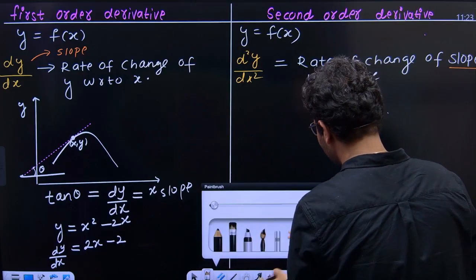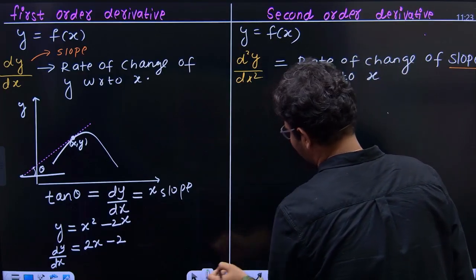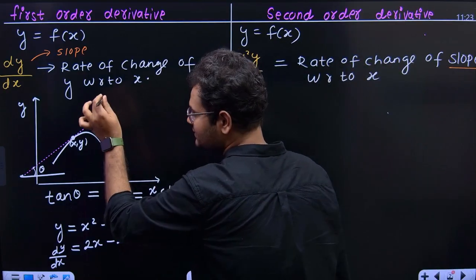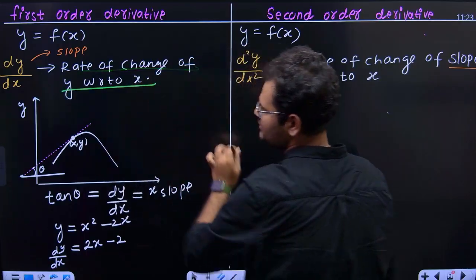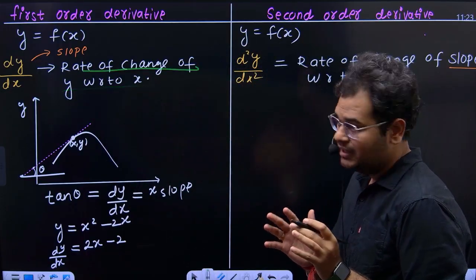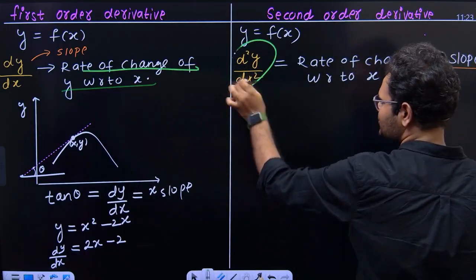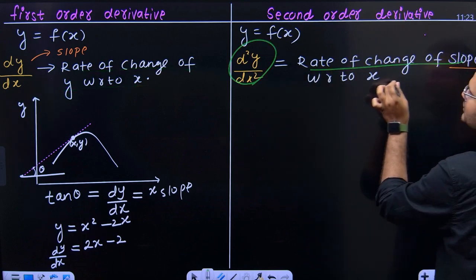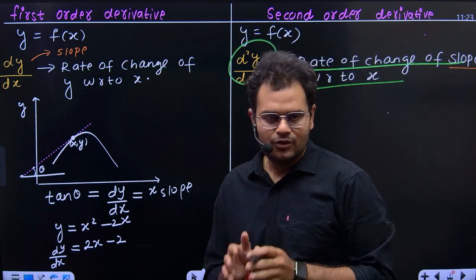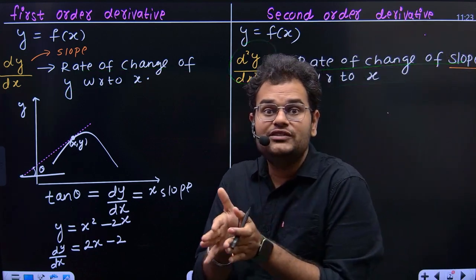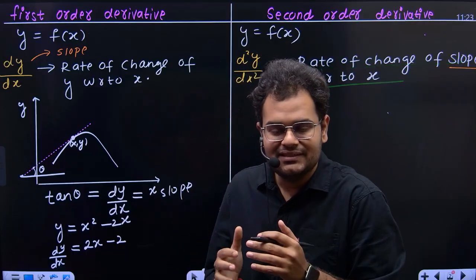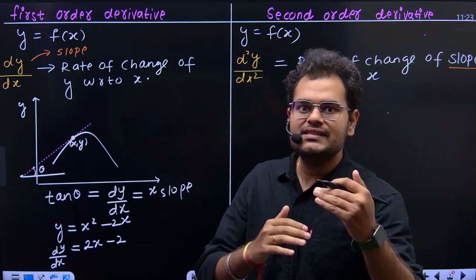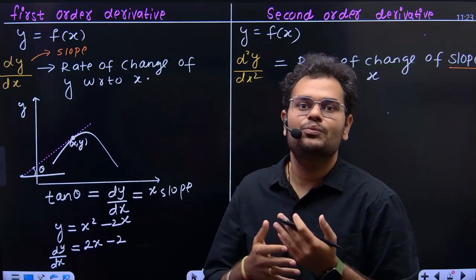This d2y by dx2 is an interesting concept. What is dy by dx, sir? It is rate of change of y with respect to x. It is slope, right? d2y by dx2 is what? It is rate of change of slope with respect to x. What I am saying? It is rate of change of slope. That means it will tell us how fast or how slow our slope is changing.